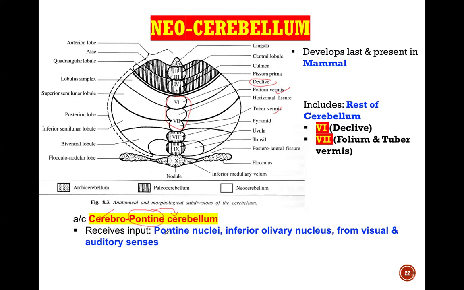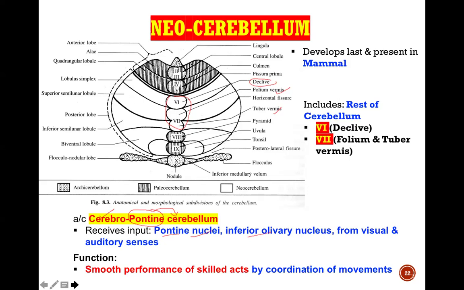So it receives information from the pontine nuclei present in the pons, the inferior olivary nucleus, and it also receives input from the visual and auditory senses. This is the newest type of cerebellum, the latest cerebellum.